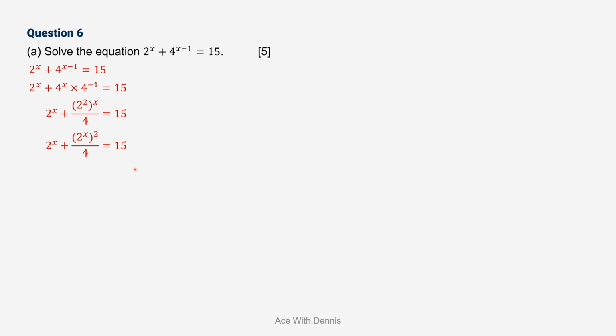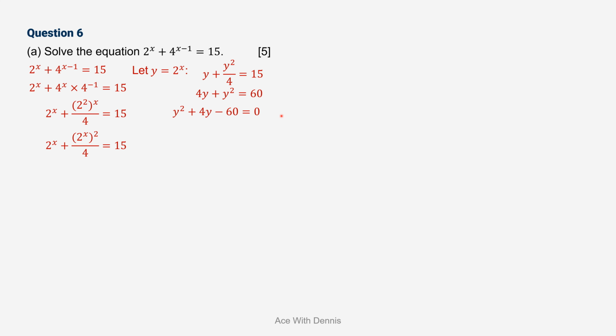Because we want to form the quadratic equation so that we can solve it easily. So how can we do that? We just let y be 2 to the power of x. Then we update the equation. It becomes y plus y squared over 4 equals 15. Okay, now from here I can see there's a fraction which has denominator 4. I want to eliminate this denominator. What I do is I multiply by 4 for both sides. I will have 4y plus y squared equals 60.